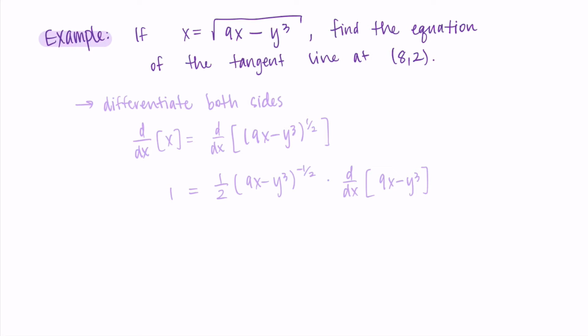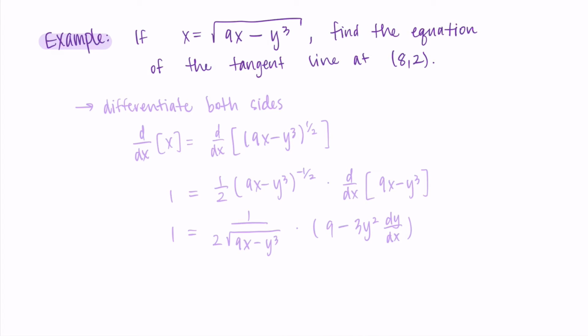Let's continue taking the derivative. So on the right-hand side, I'm going to make that negative exponent positive by bringing it into the denominator of the fraction. And now I just need to multiply by the derivative of 9x minus y cubed. The derivative of 9x is 9. And then for y cubed, we bring the 3 in front, the power decreases to 2, and we multiply by dy/dx, because we're taking the derivative of y with respect to x, and we don't necessarily know what's going on with y. We need that dy/dx there.